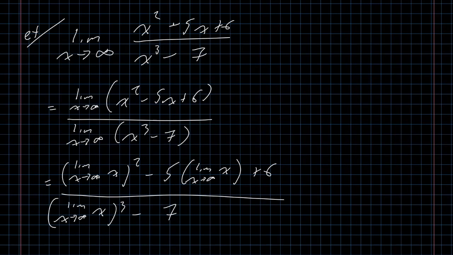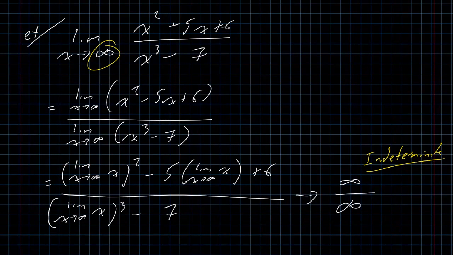Unfortunately, when we try to evaluate this, the limit as x approaches infinity goes to infinity. And if you take infinity and you add or subtract anything, well, you still get infinity. So we end up with infinity over infinity, which is another indeterminate form. Infinity over infinity indeterminate forms are incredibly common whenever you take a limit as x goes to infinity.